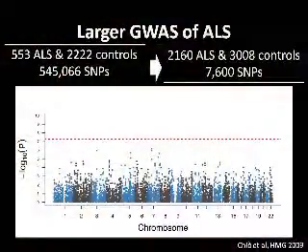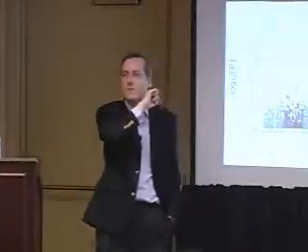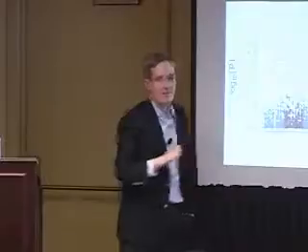So after that, it became very obvious to us that we were going to have to increase our sample size dramatically in order to detect any loci with an odds ratio of less than 2. And that's what we did in our second study. This time we took about 500 cases and 2,000 controls, and from that we selected the top 7,600 SNPs and genotyped them in an even larger cohort of about 2,000 cases and 3,000 controls.